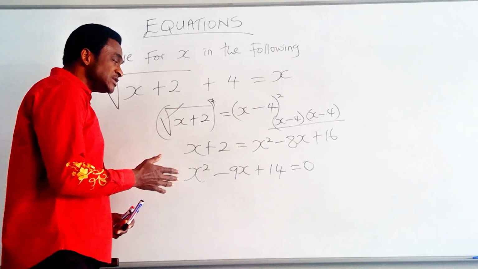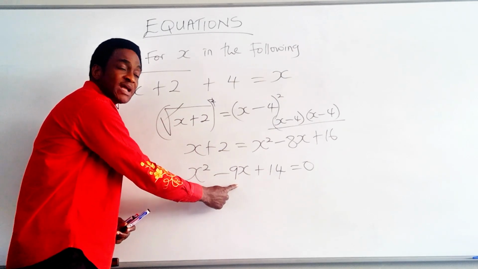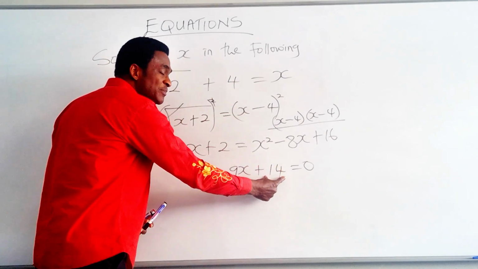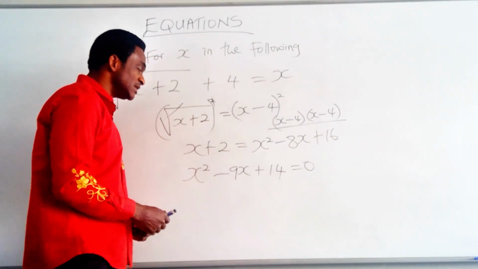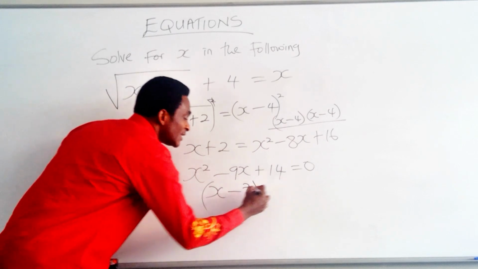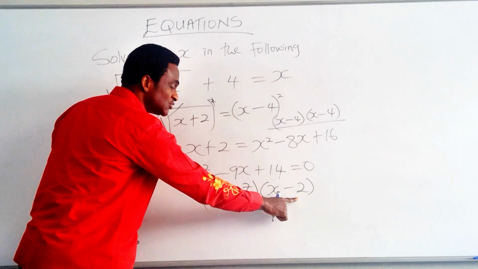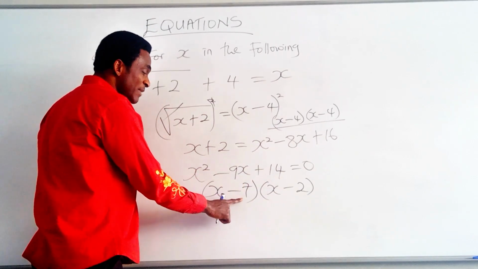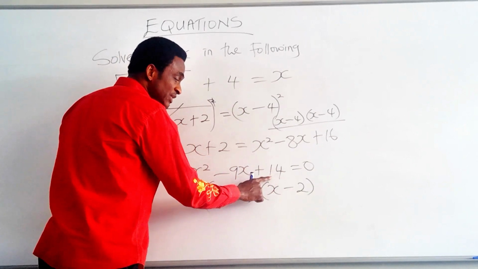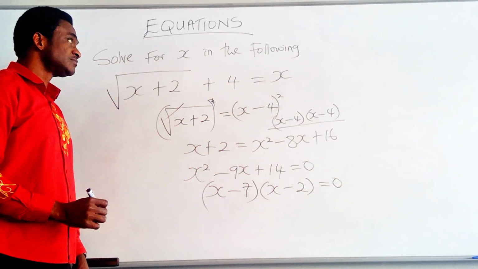How do we go about this? We look for two numbers that, when you add them, give you the middle term, and when you multiply the same two numbers, including their signs, give you the last term. So here I will have x minus 7 and x minus 2, because minus 7 minus 2 gives me minus 9, and minus 7 times minus 2 gives me plus 14. So these are the factors of this expression.